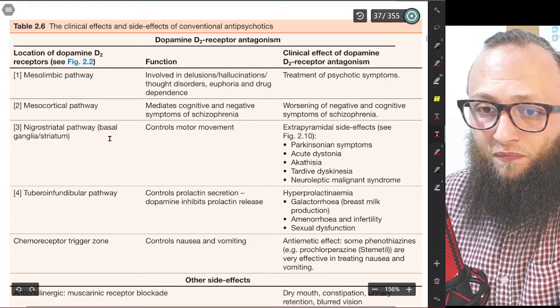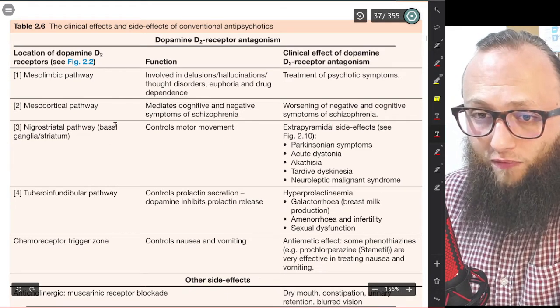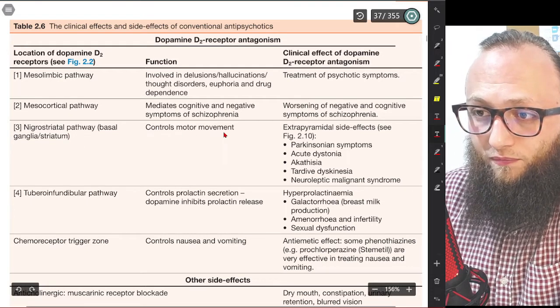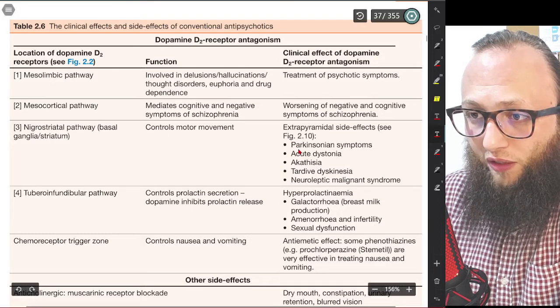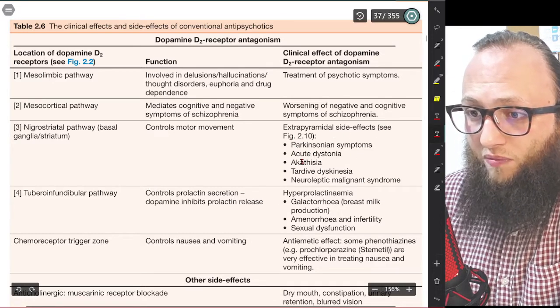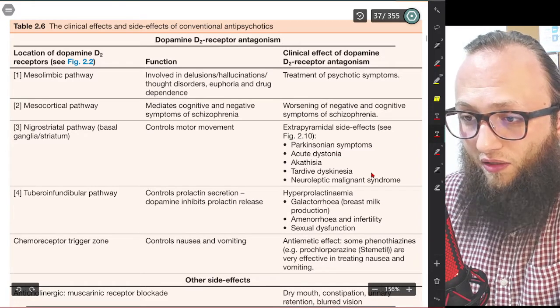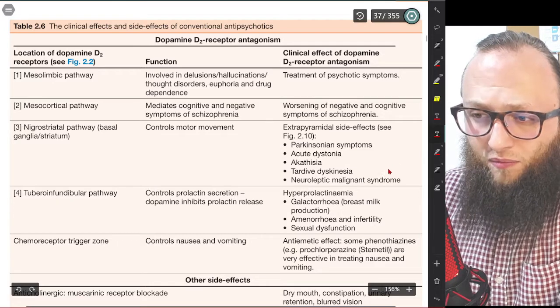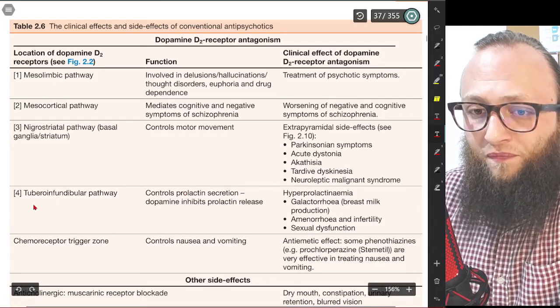Nigrostriatal pathway, from the basal ganglia to the striatum, controls motor movement. So the clinical effect of D2 antagonism would cause extrapyramidal side effects: Parkinsonian syndromes, acute dystonia, akathisia, tardive dyskinesia, and neuroleptic malignant syndrome. Some symptoms of neuroleptic malignant syndrome.